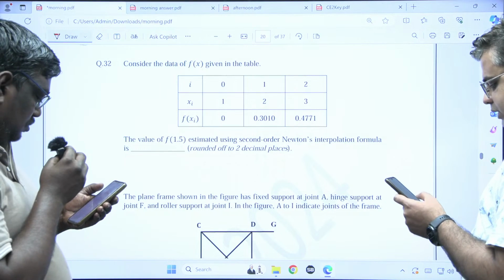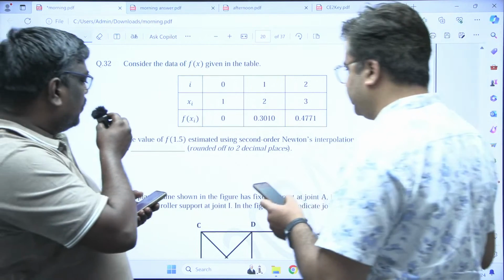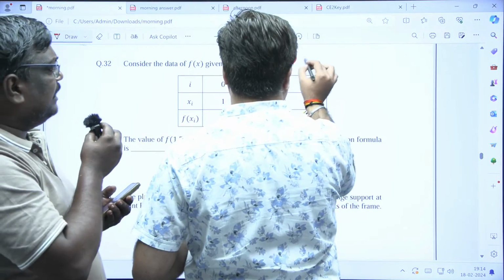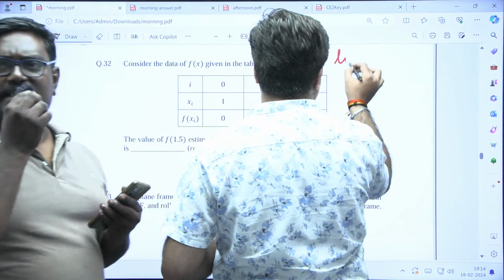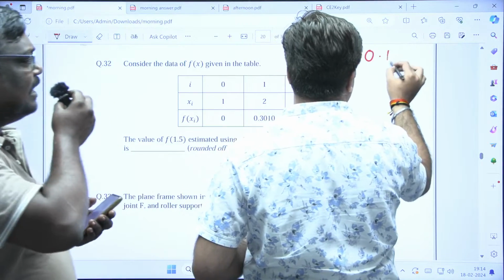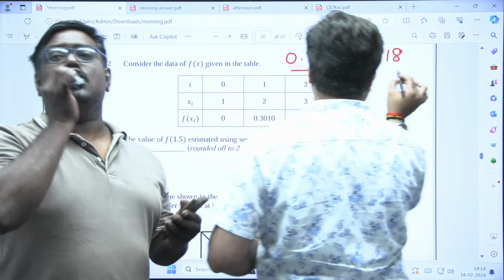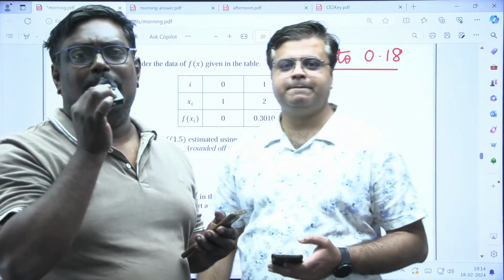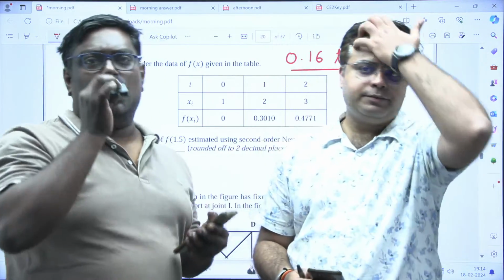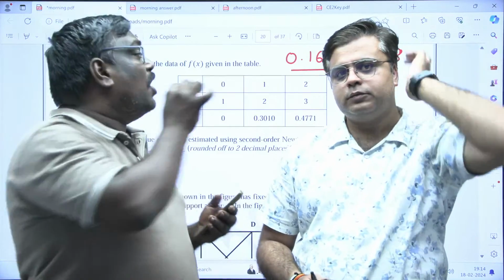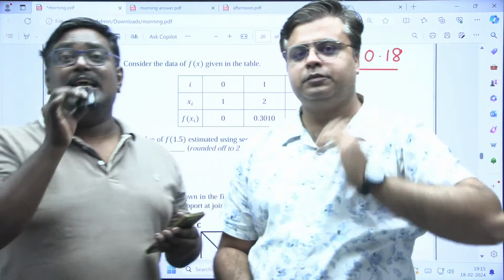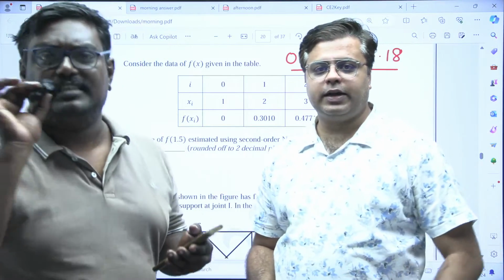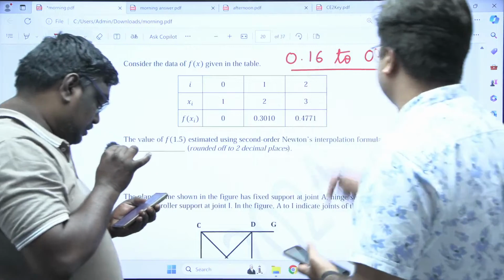Next is question number 32. It's a numerical answer type question. The range is 0.16 to 0.18. Sir, can you please write the range exactly? Students, whenever it is a mathematics question, here the range is 0.16 to 0.18, because some students might be reading 0.17. Is 0.165 correct, sir? Whatever answer lies between 0.16 and 0.18 is correct. All the answers are correct within this range, right?